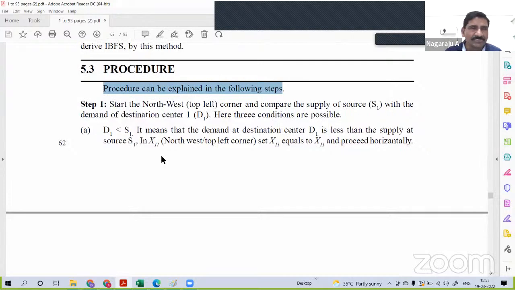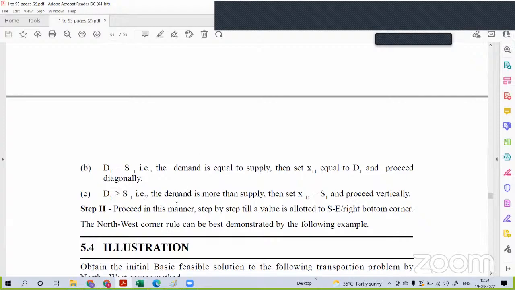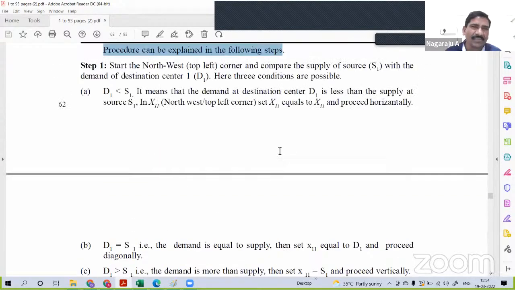Next, when the supply S1 is less than the demand, that is, demand is more than supply. At that time supply is less, so supply should be allotted. And when demand and supply are both the same, here we can allot either one; both sides we are applying the same. It is the least cost. That is the idea of this principle that we are applying further.